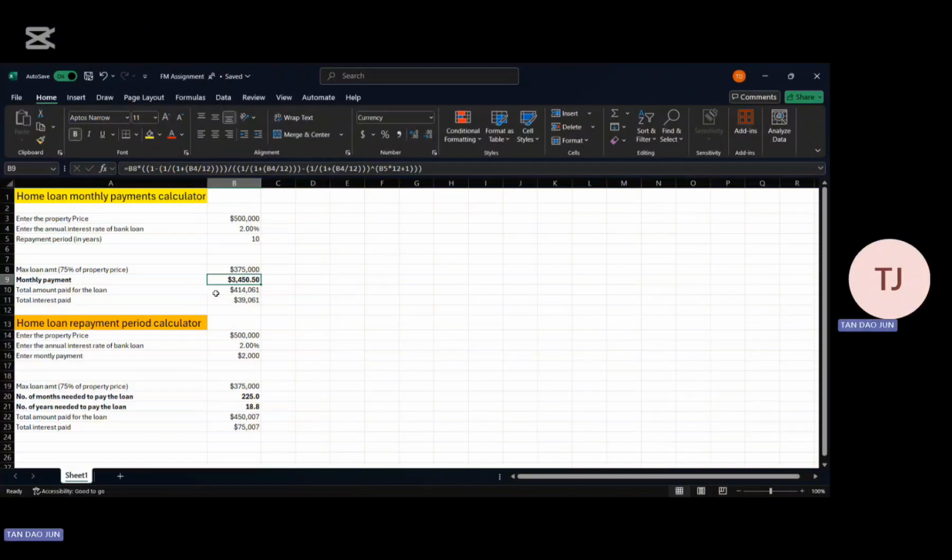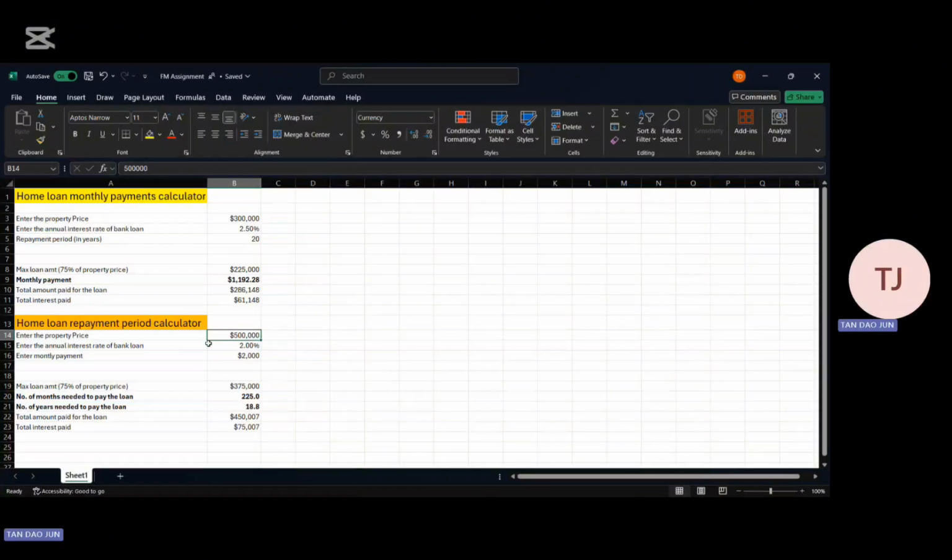So the total amount paid will be the max loan amount plus total interest paid, and the total interest paid is using monthly payment times the repayment period in months, minusing off the max loan amount to get the values. So we're able to change the property price, the annual interest rate and the repayment period to get a different value according to the formulas that I put in.